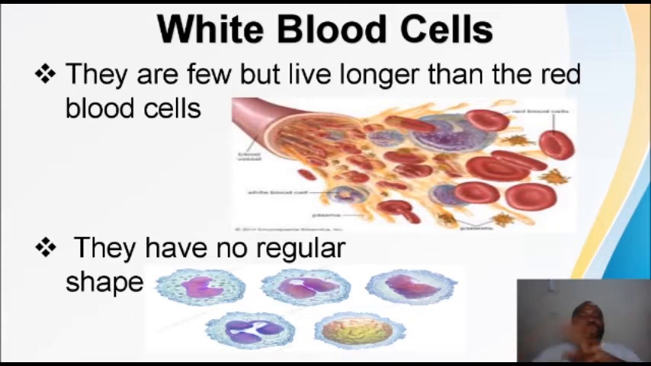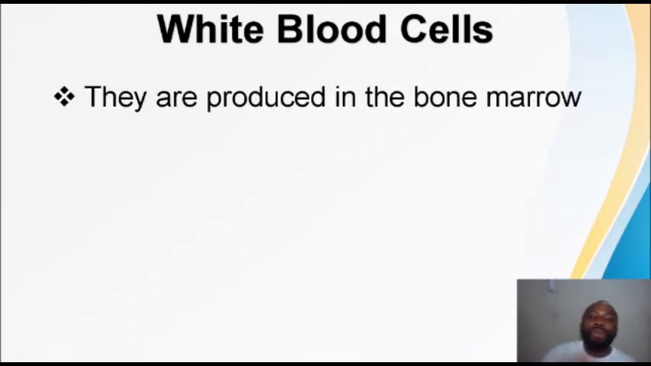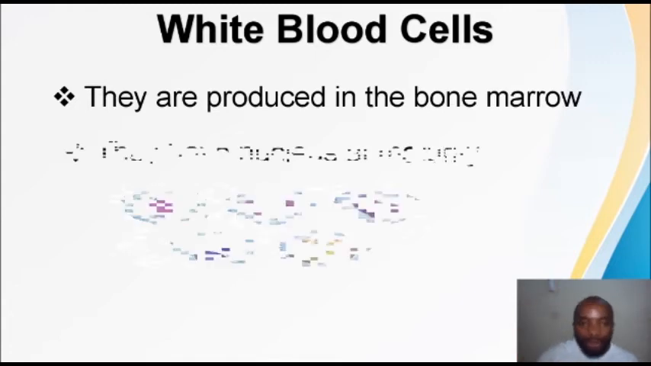The white blood cell does not have any regular shape. You can't say this is their shape. They have no regular shape. They are also produced in the bone marrow. Remember I told you all blood cells are produced in the bone marrow.